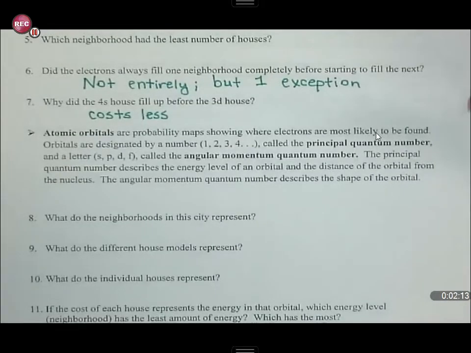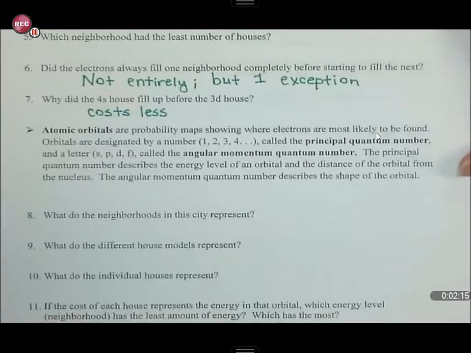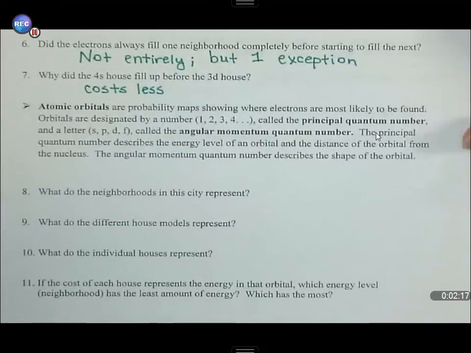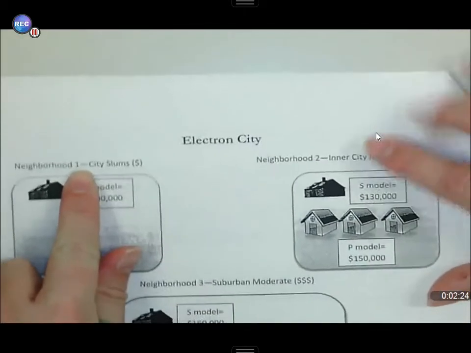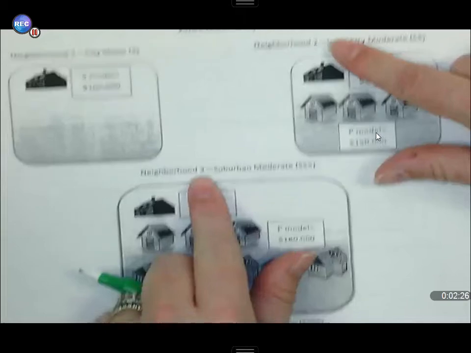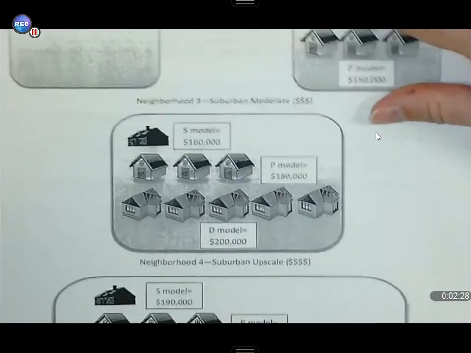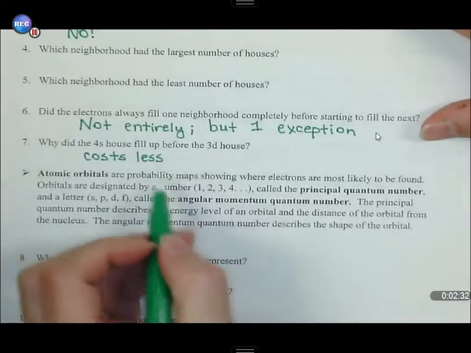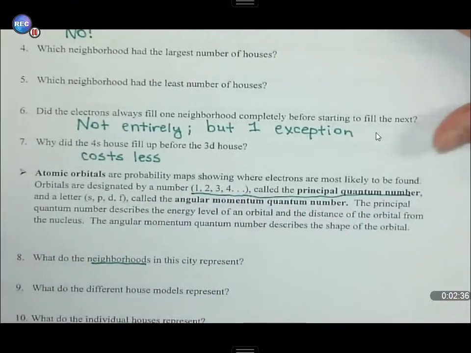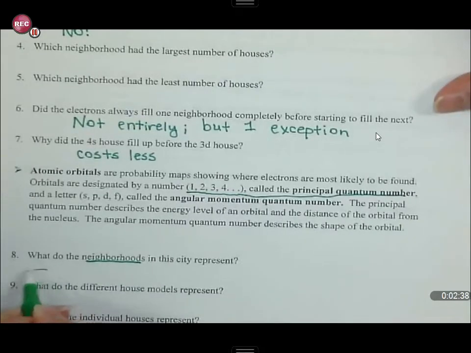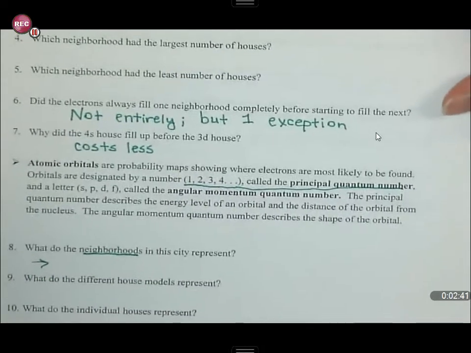Y'all don't understand hardly any of that. I get it. But let's go ahead and look for the main information. What do the neighborhoods in this city represent? Well, if you go back, neighborhoods were 1, 2, 3, and 4. So go back to that paragraph. Do y'all see the 1, 2, 3, and 4? It's right here. And it says it's called the principal quantum number. So you're going to fill that in right here. Okay, principal quantum number.